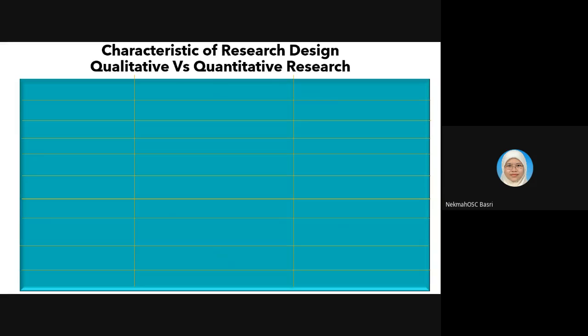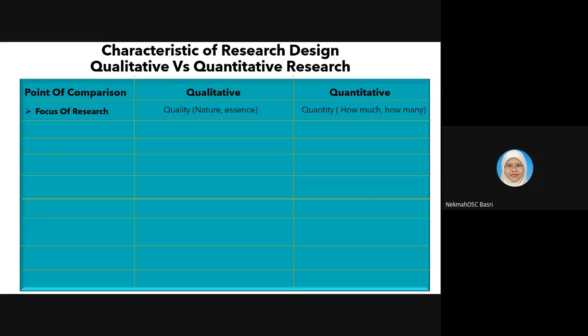Okay, talking about characteristics of research design, qualitative versus quantitative research. Point of comparison, qualitative and also quantitative. Focus of research: qualitative is about the nature, the essence, while quantitative is how much, how many. And the question for the qualitative is what and how.